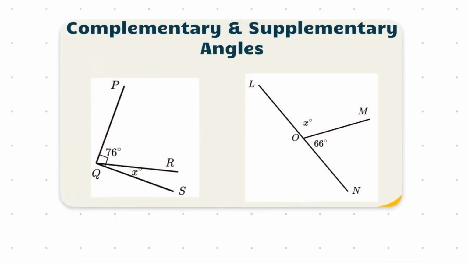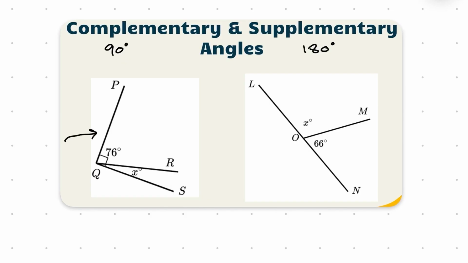For our next set of practice problems, we will be dealing with complementary and supplementary angles. Remember that complementary angles are two that add up to 90 degrees, and supplementary angles are two that add up to 180 degrees. So between these two diagrams, which one is complementary?